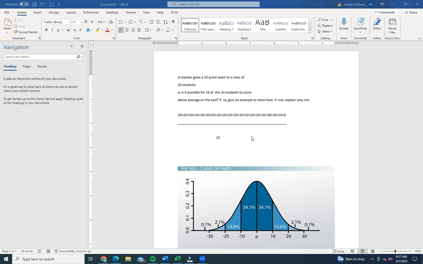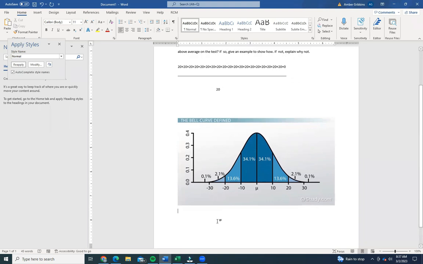The teacher is giving a 20-point exam, I won't get into a big lecture, to a class of 20 students. And the question is, is it possible for 19 of the 20 students to score above average on the test? So in order to give you a little more context, and this is a little further than your book, I popped in a bell curve. I actually borrowed this from study.com. Study.com, I apologize, I did not have time to go to Creative Commons. My bad. But I wanted to take a moment to talk to you about what this bell curve means.